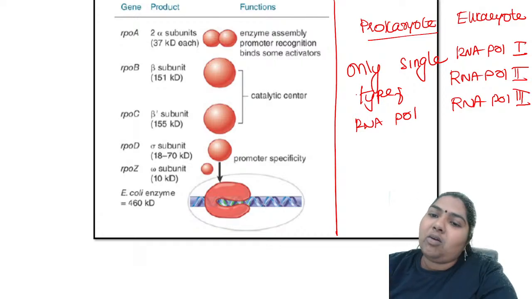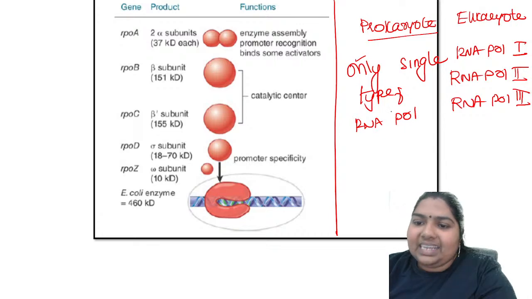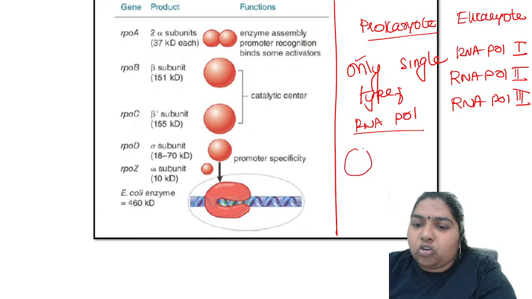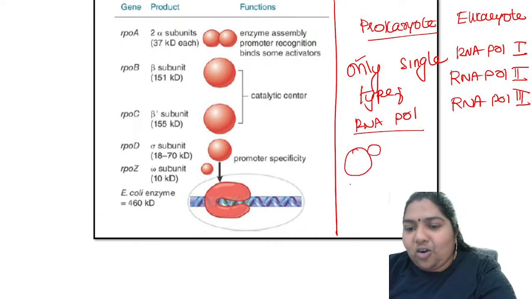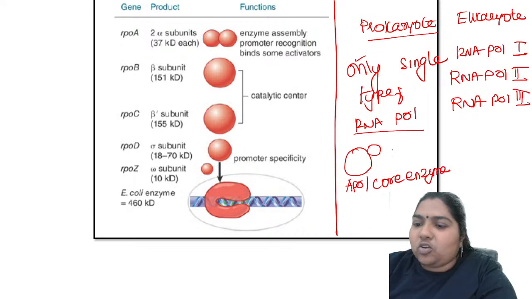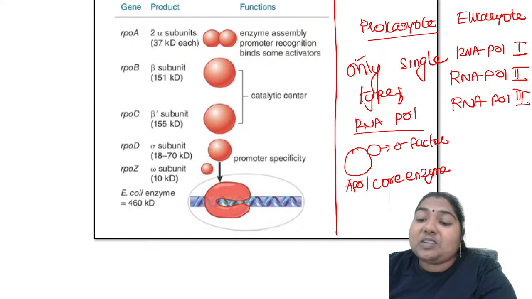Right. So now let us see in detail about the prokaryotic. In case of prokaryotic, the single RNA polymerase has two major subunits. One is called the apoenzyme, or you call it the core enzyme. The other one is the sigma factor. The sigma factor is for the specificity.